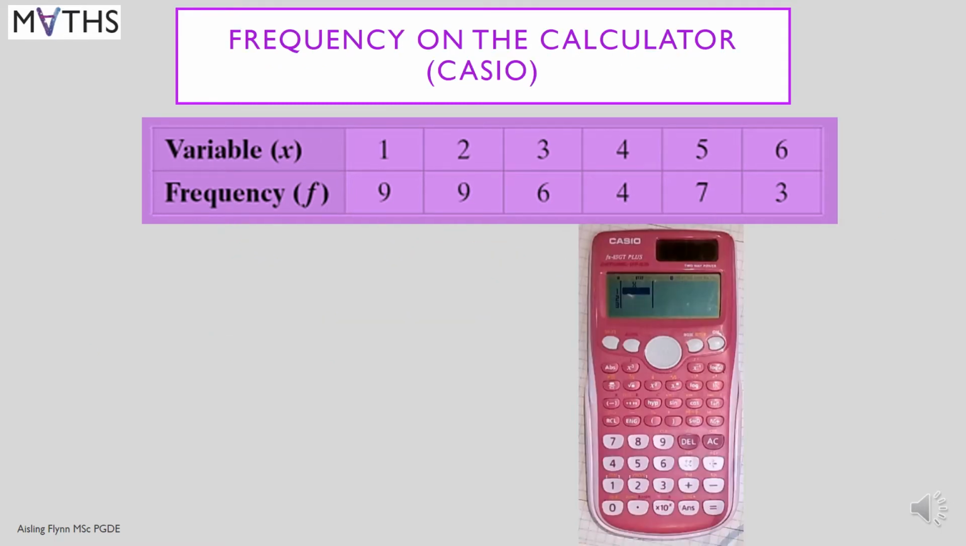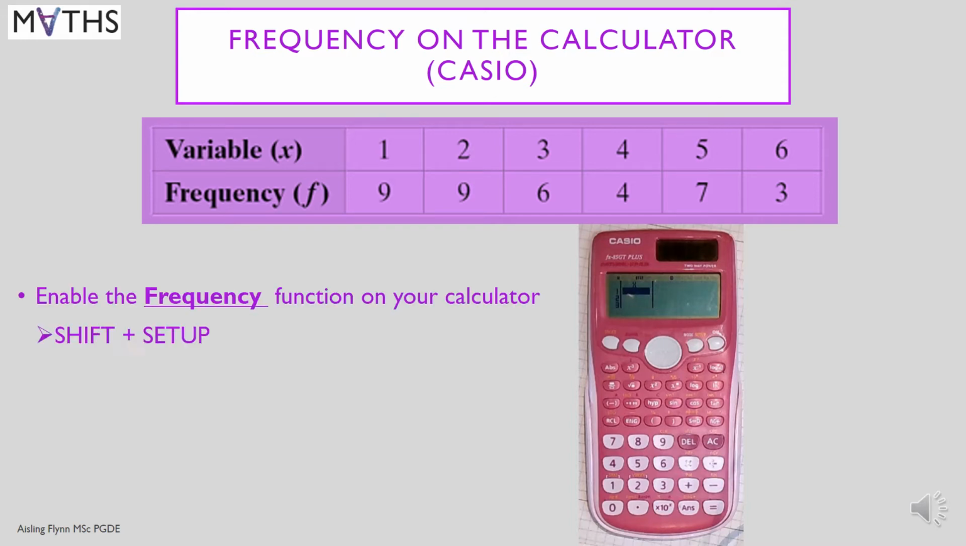So instead of doing it manually like the previous slide, how would you do it on the calculator? Well, firstly, you have to ensure that the frequency function is enabled on the calculator to be able to enter the table as shown. Here are the instructions how to do that. And now I'm going to play the video.